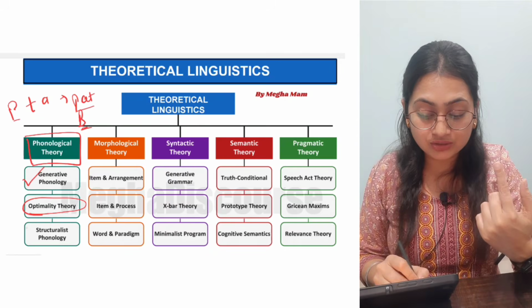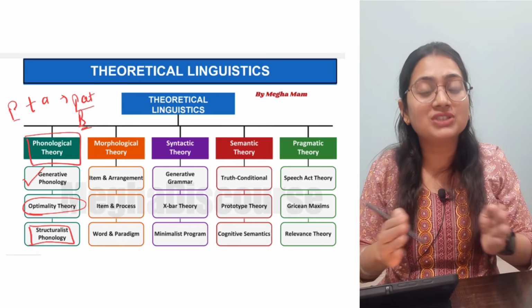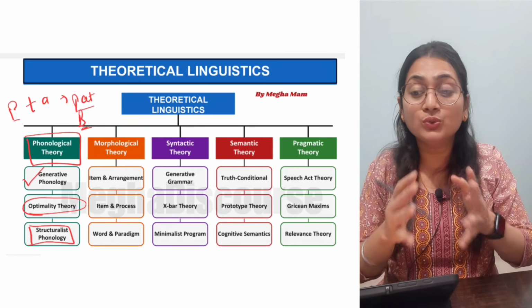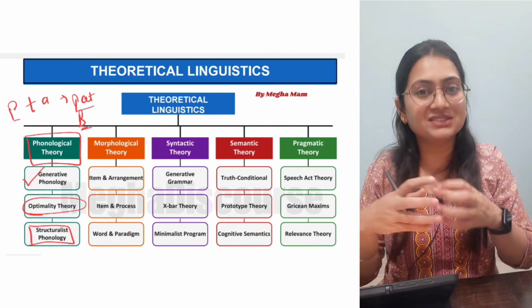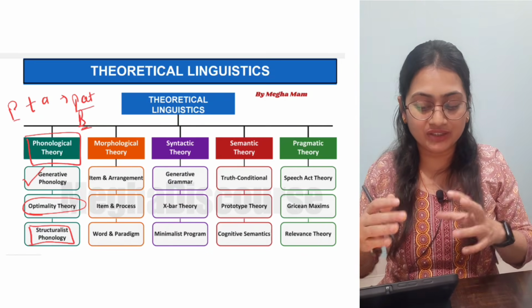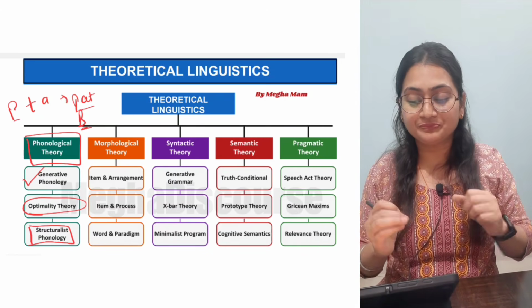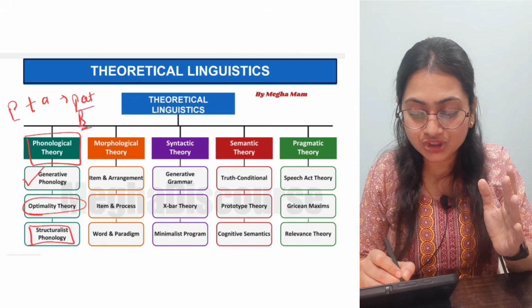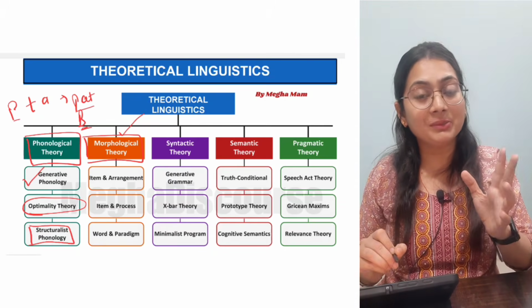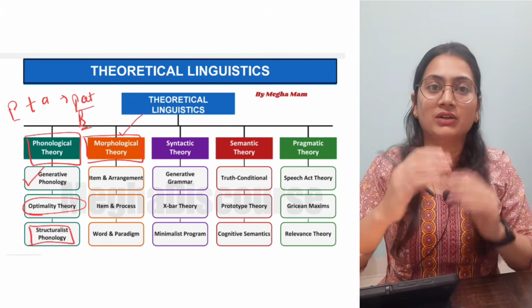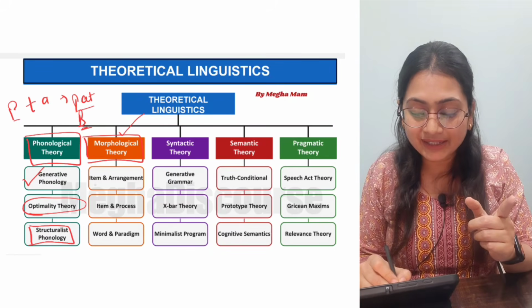Now we have structuralist phonology, the structure system of words, how to use grouping of words to make a sentence. So that is called phonological theory. Then we have morphological theory. Morphological theory means, in root word formation, we have item and arrangement.